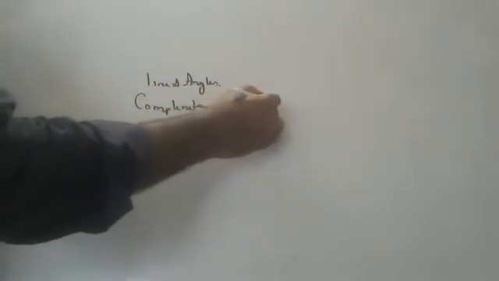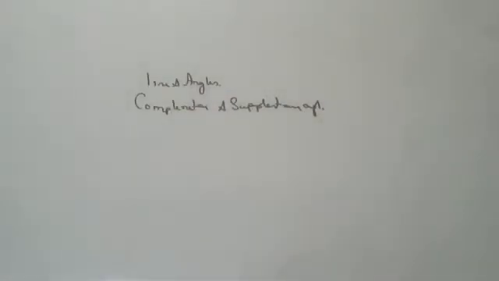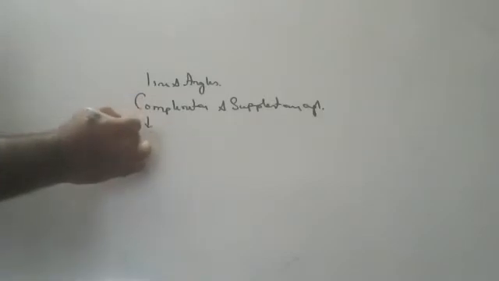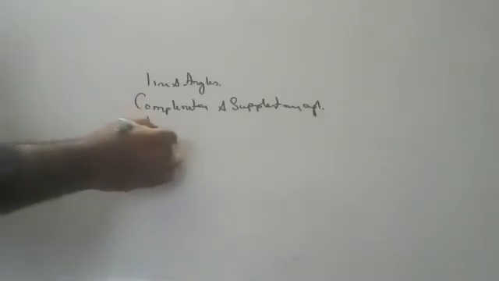Okay, children. In lines and angles, the first topic we are going to discuss today is complementary and supplementary angles. What do you mean by complementary angles? It means the sum of the angles will be equal to 90 degrees.